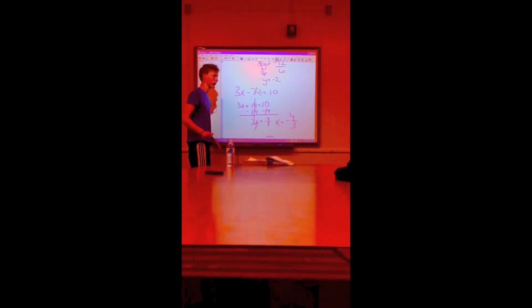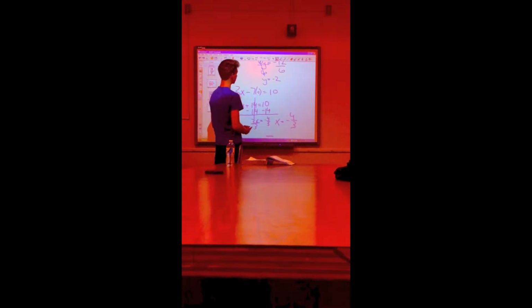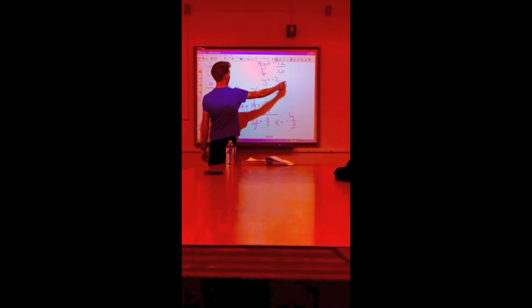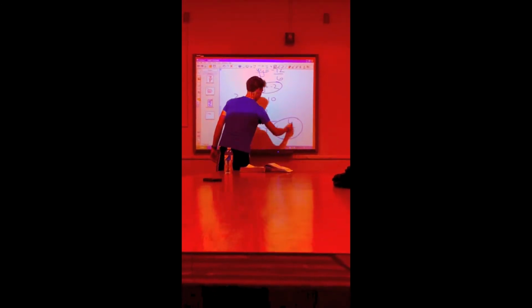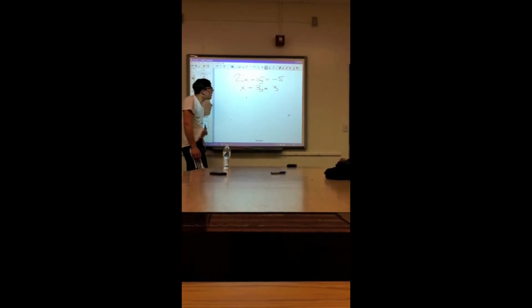So what we have is our two values that we can put on our coordinate plane, with y equals 2, x equals negative 4/3.